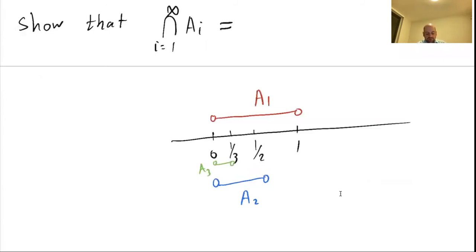Well, for example, numbers bigger than 1/2 are not in the intersection because they are not in A2. If something wants to be in the intersection, it has to be in all of the sets that we have. Similarly, numbers bigger than 1/3 cannot be in the intersection because they are not in A3. Similarly, numbers bigger than 1 over 4 cannot be in the intersection. So what is left? What is going to be left for me?